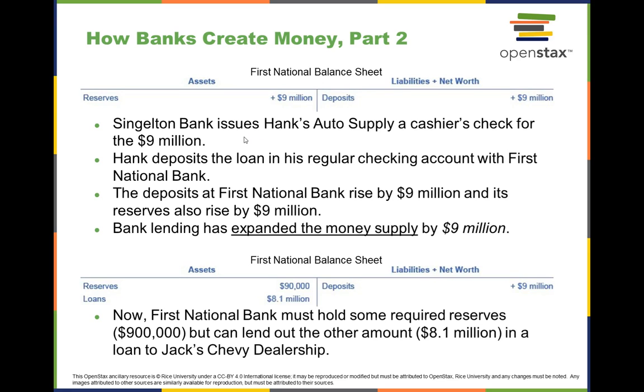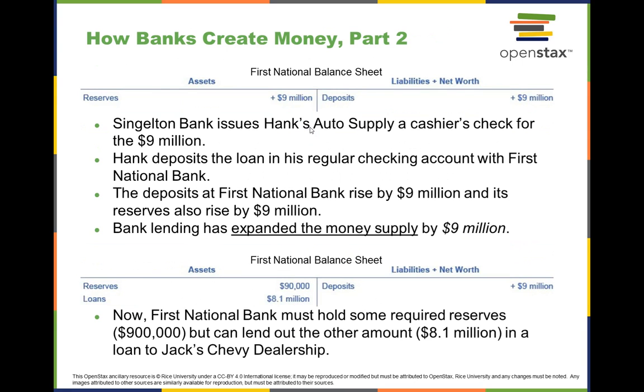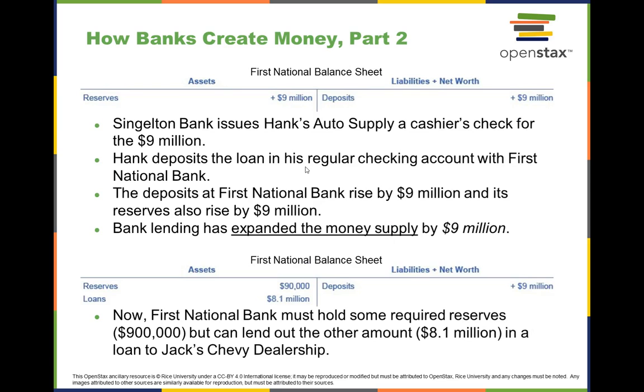So Singleton Bank issues Hanks Auto Supply a cashier's check for $9 million. Hank deposits the loan in his regular checking account with First National Bank, so a different bank. So he puts his deposit into First National Bank, and so they have $9 million worth of liabilities, and they're keeping all of it at first, and so they have assets of $9 million. But that means the total amount of money in this imaginary situation, let's say these are the only people and the only banks that exist in the country, now there's $19 million. It started off with only 10, and there really only is 10. But on the balance sheets, there's a total of 9 million and 10 million, which is 19 million. So we've expanded the money supply by $9 million.